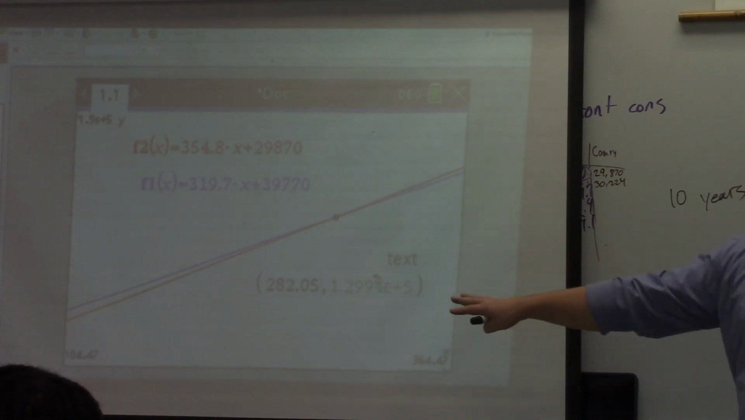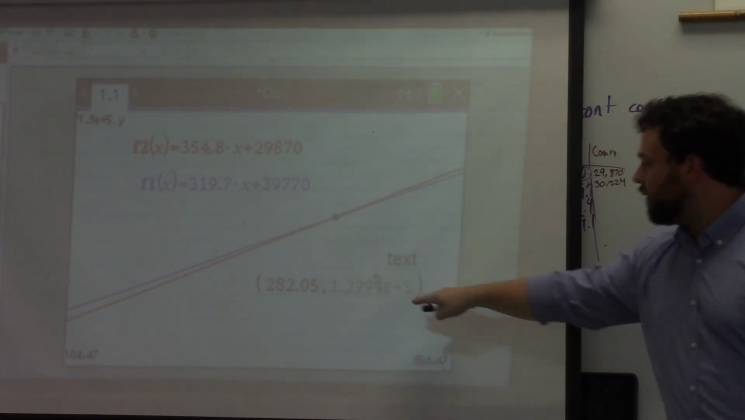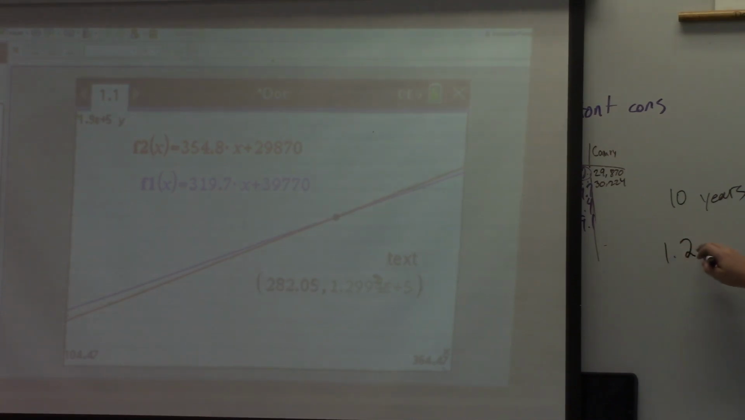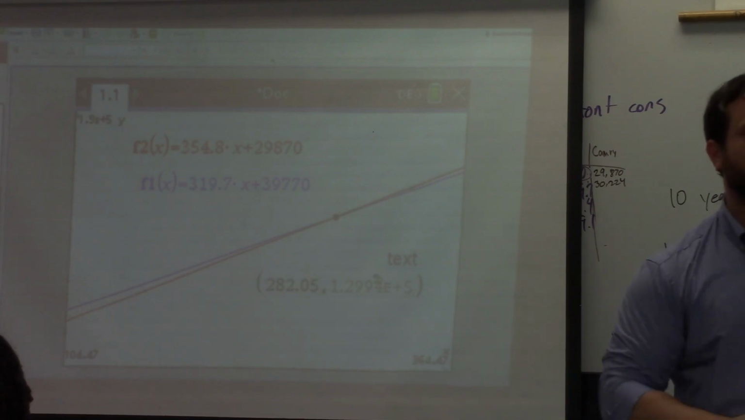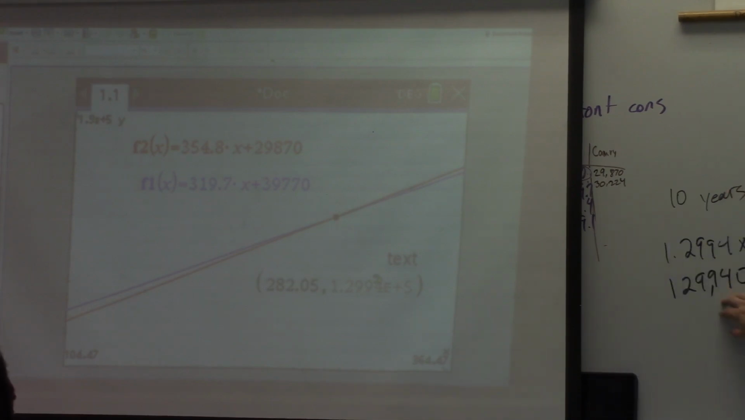Now, hey guys, you're asking about this E5, that's scientific notation, times 10 to the 5th, or 129,941.234. So after $129,000 of cost, the Camry becomes more expensive. That's 282 months later though.